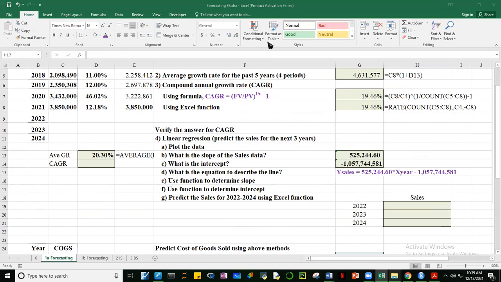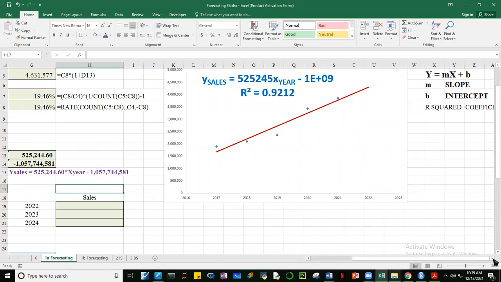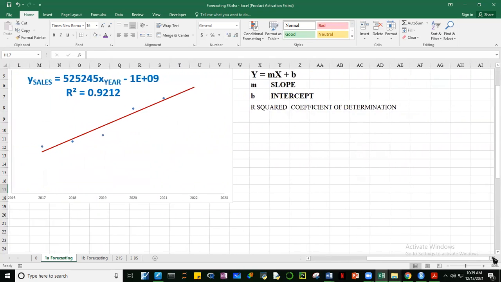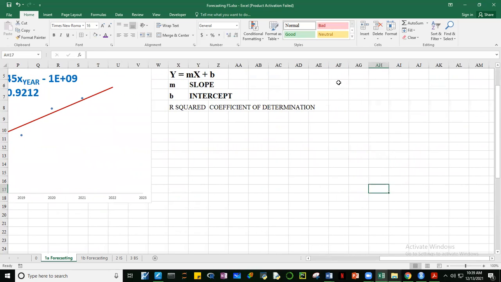Okay. So before we predict the sales for 2022 to 2024 using the Excel function, let me just show how we can generate this one also. Itong mga outputs natin dito, yung slope, yung intercept. How do we generate that using the data analysis tool pack in Excel? Okay, punta muna kayo dito, guys.